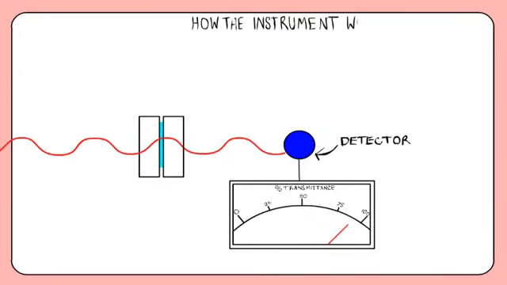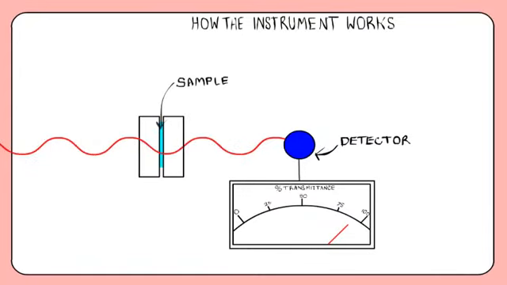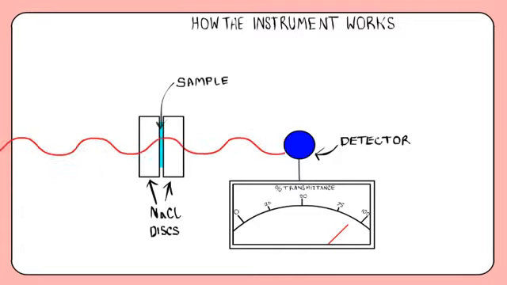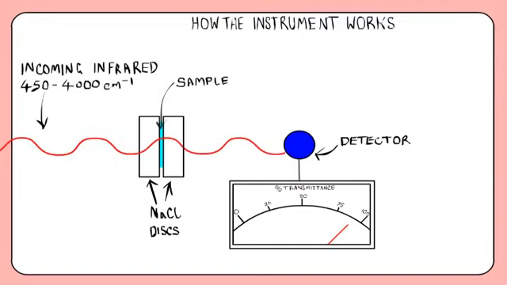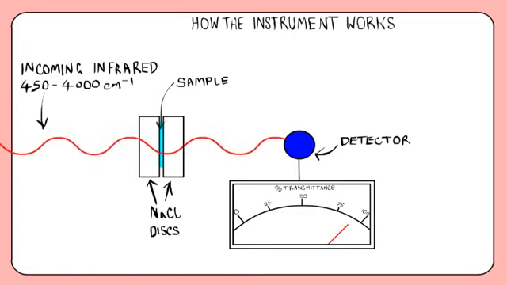How the instrument works. A thin layer of sample is placed between two sodium chloride discs. Sodium chloride is transparent to infrared radiation. A scan is made by running different frequencies between 450 to 4000 cm^-1.